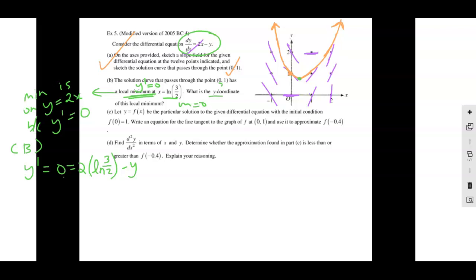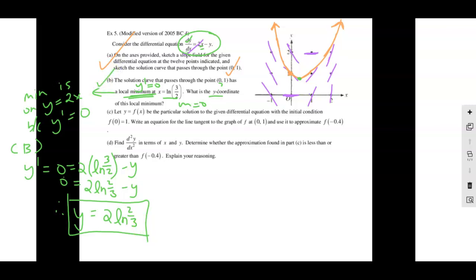Since I don't, we're going to have to use the only equation we do have, which is the differential equation. I know what the slope is at that point. It was 0 since it was a minimum. I know what the x value is, and so we're just going to plug in the two things that we know to solve for the one thing that we don't know. So this y coordinate is going to end up being 2 ln of 2/3.